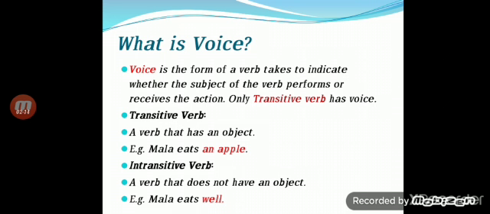So in English grammar, voice is used to change passive voice into active voice and active voice into passive voice. We must have a verb with an object. So when a transitive verb is in the sentence, we can change the sentence from active voice into passive voice and passive voice into active voice. We can't change the voice of an intransitive verb.